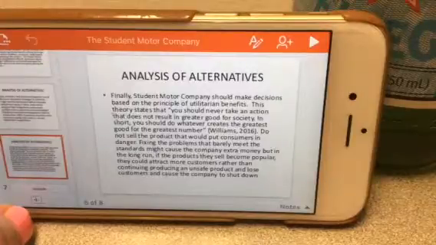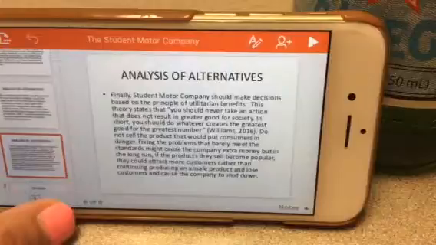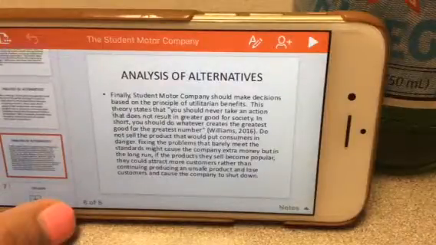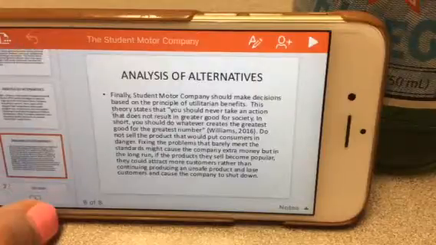Fixing the problems that barely meet the standards might cost a company extra money, but in the long run, if the products they sell become popular, they could attract more customers rather than continuing producing an unsafe product and lose customers, and in the end could cause the company to shut down.